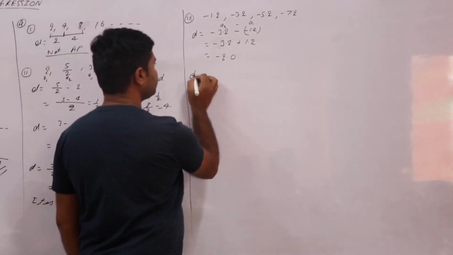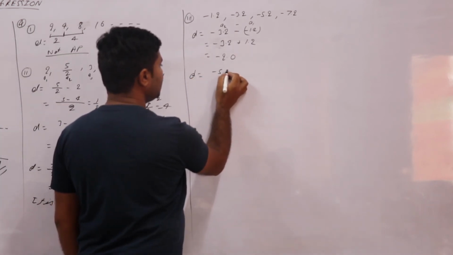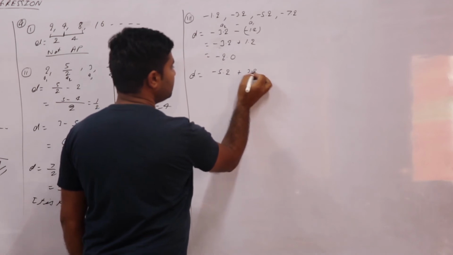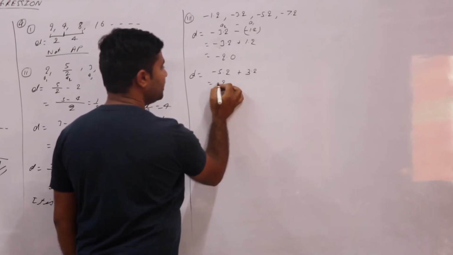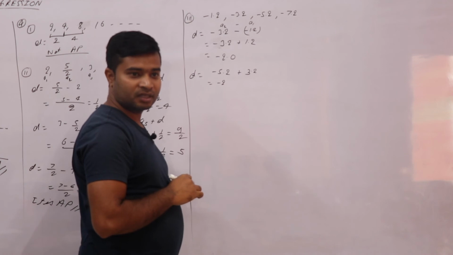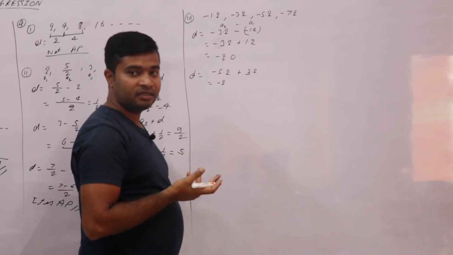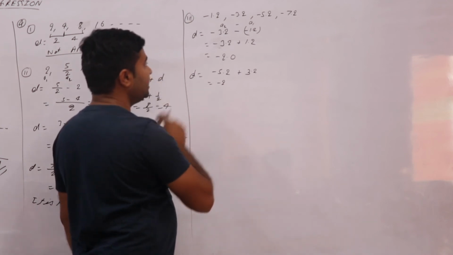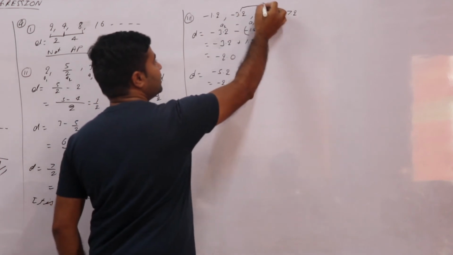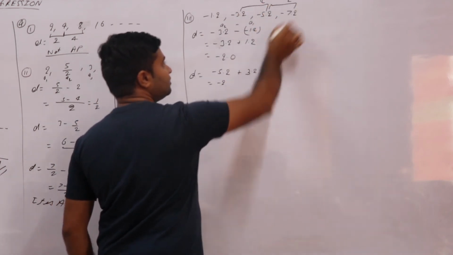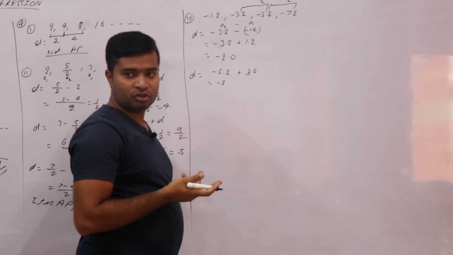Next, check: here D is equal to minus 5.2 plus 3.2. Again we are getting minus 2 only. So this is in AP. Because see here, 2 is decreasing, here also 2 is decreasing. So next time also 2 should decrease.